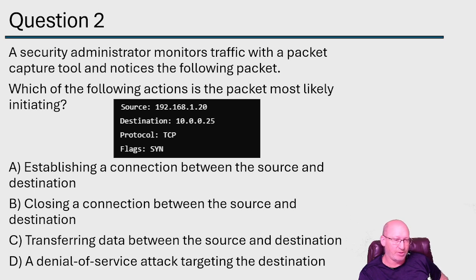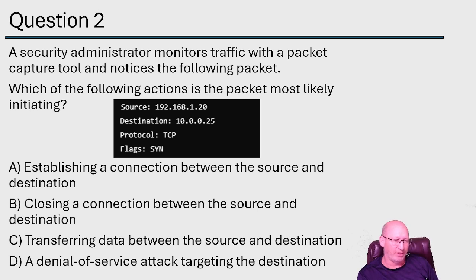Transferring data between the source and the destination. No, if it was transferring data, we'd see a different context, right? Maybe FTP, maybe something else like that. That would be more transferring. In this case, we just see TCP, just TCP, not FTP, not HTTP, not something associated with a transfer of data, right? And so not going to be C.